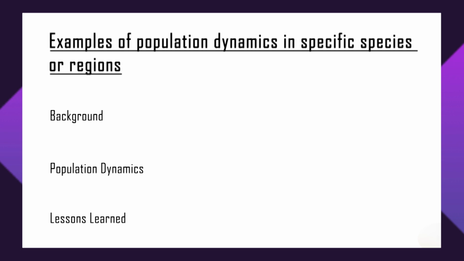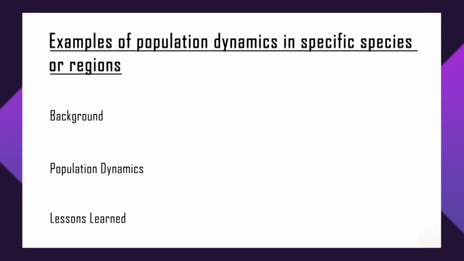The next case study involves the grey wolf population in Yellowstone. Let me again give a brief background. The reintroduction of grey wolves in Yellowstone National Park in the 1990s aimed to restore the ecological balance disrupted by their absence. Let's talk about the population dynamics associated with this step. The presence of wolves has influenced the behavior of prey species like elk, and it led to changes in the vegetation and the ecosystem structure.